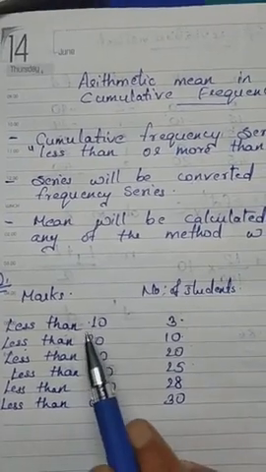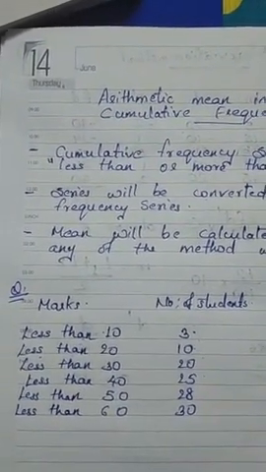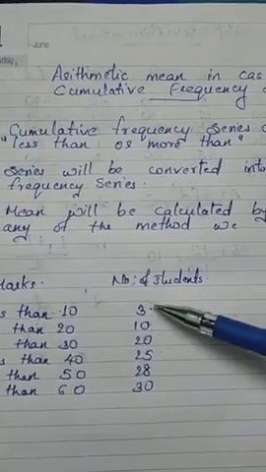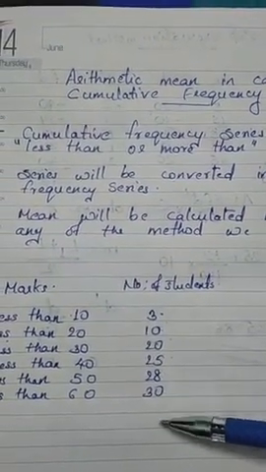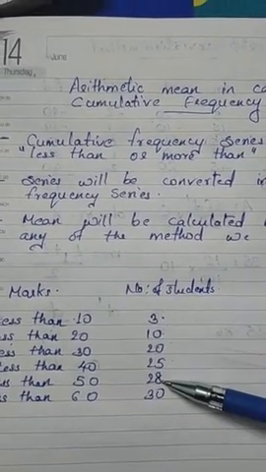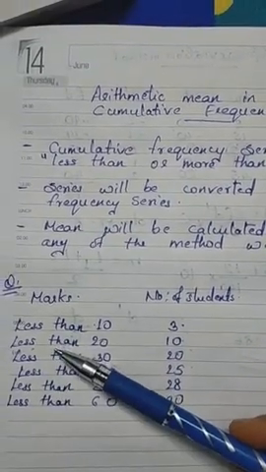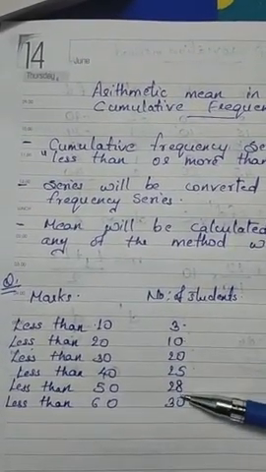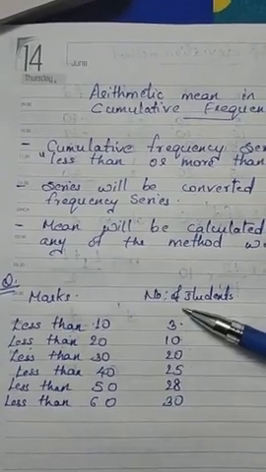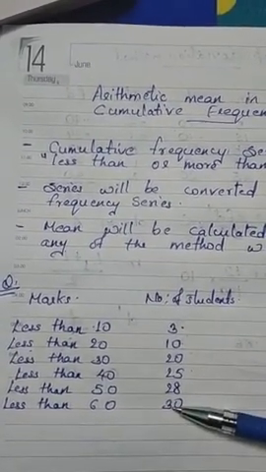So it is given here in the question less than 10, less than 20, less than 30, less than 40, and so on, and here the number of students is given as 3, 10, 20, 25, 28. But in a simple frequency series, whatever number is given, we treat it as frequency. But whenever it is given in cumulative frequency, this is not your frequency, actually it is your cumulative frequency. Okay, so this you have to convert into frequency.